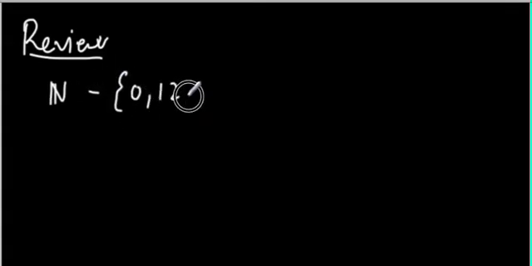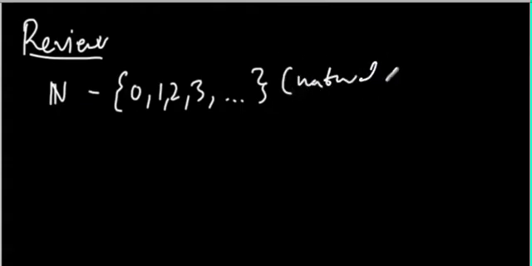So the first thing that we reviewed was the natural numbers, and if you remember, the natural numbers were basically 0, 1, 2, 3, and all the way. So basically any sort of number that we encounter in nature, and we just write it with this little fancy Latin styled N. So that's the natural numbers.